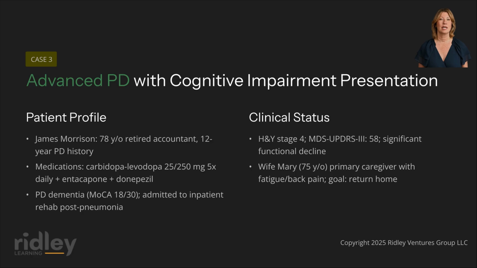His wife, Mary, is his primary caregiver and has been providing 24-hour care at home. She is 75 years old and reports fatigue and back pain from caregiving demands. The couple's goal is for Mr. Morrison to return home with his wife continuing as primary caregiver with appropriate support services.